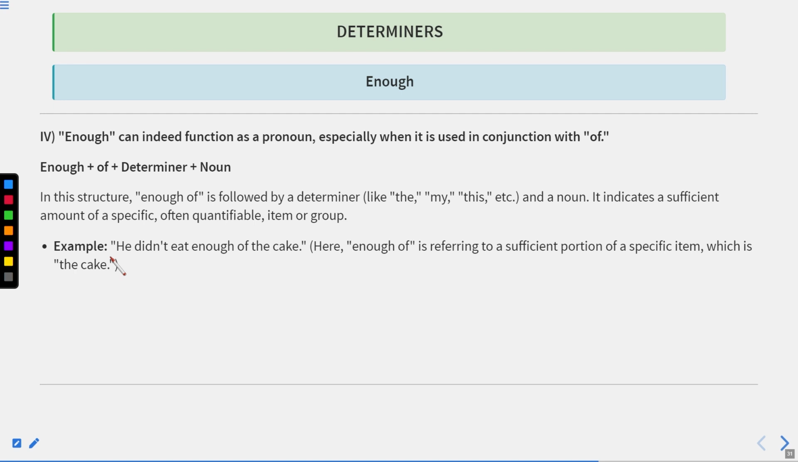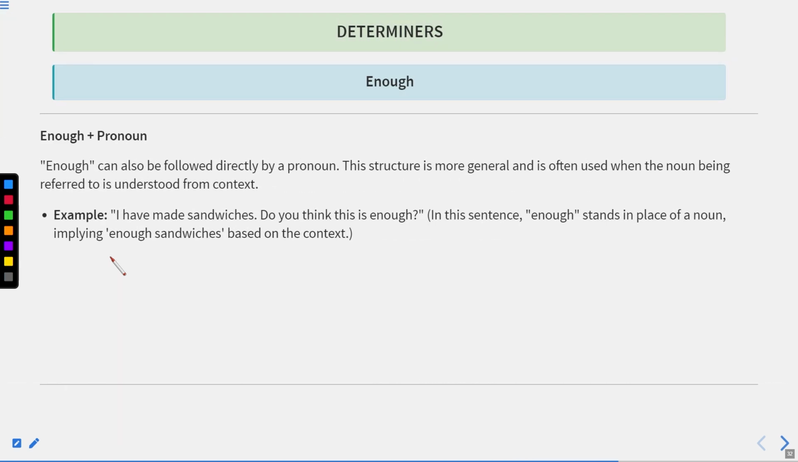He didn't eat enough of the cake. So here, enough of is referring to a sufficient portion of a specific item, which is the cake. Okay. So here you are not asking the number of cakes, but you are asking about some part of the cake. So if we are talking about some portion of the cake, it means we are talking about the uncountable noun. Now let us move to the next one.